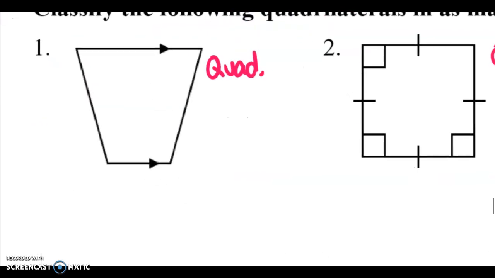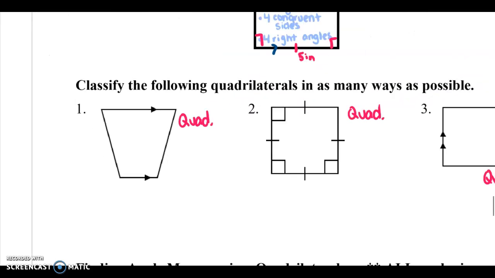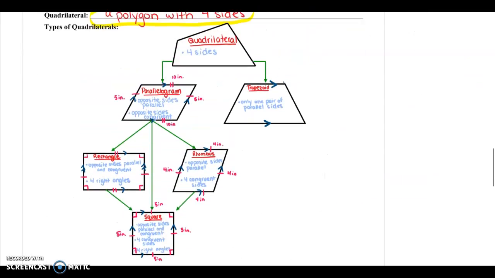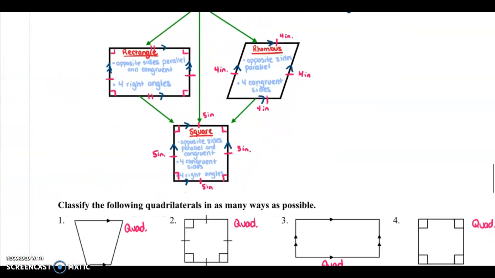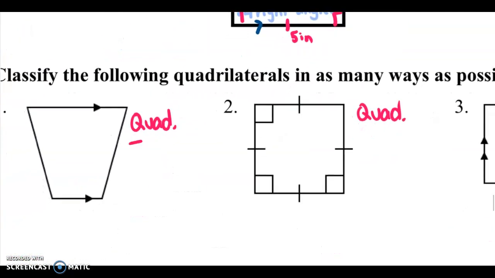But for this one, I only have 1 pair of parallel sides. 1 pair of parallel sides means it's a trapezoid right here. Okay, the top and the bottom are parallel. So I'm going to write trapezoid. And that's the only other way that I can classify that. And the best classification would be trapezoid. Okay, that would be the best thing for you to call it. So on your IXL, you'd want to call this a trapezoid if they were asking you.